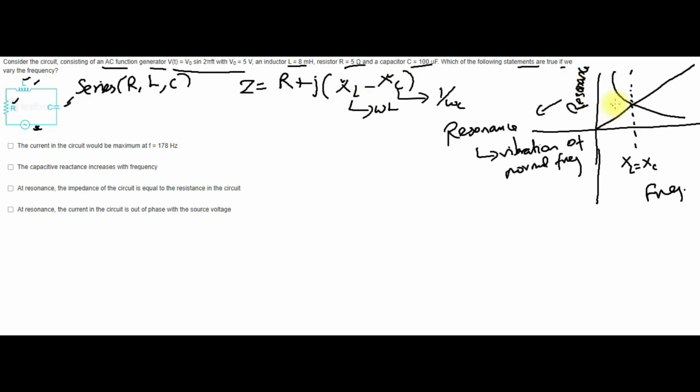And here you have the category where XC is greater than XL, okay. In this area, you have XC, the capacitive reactance, which is greater than the inductive reactance. That is very important. And in this other area, I'm telling you very clearly, XL is greater than XC. Okay, never forget this one.